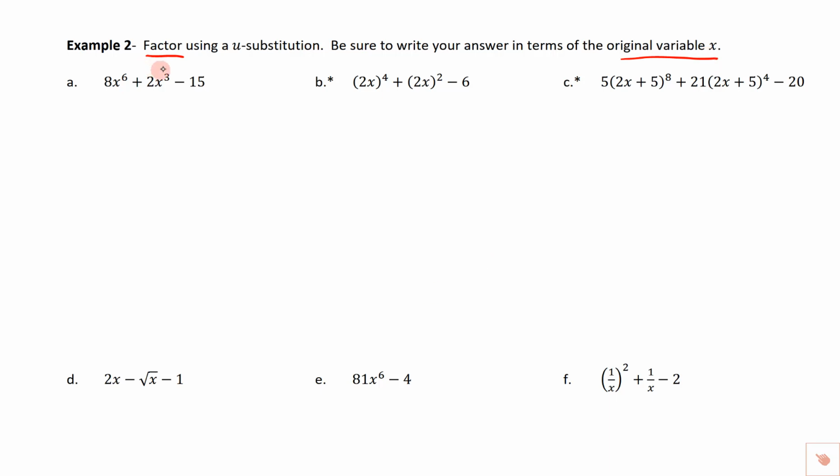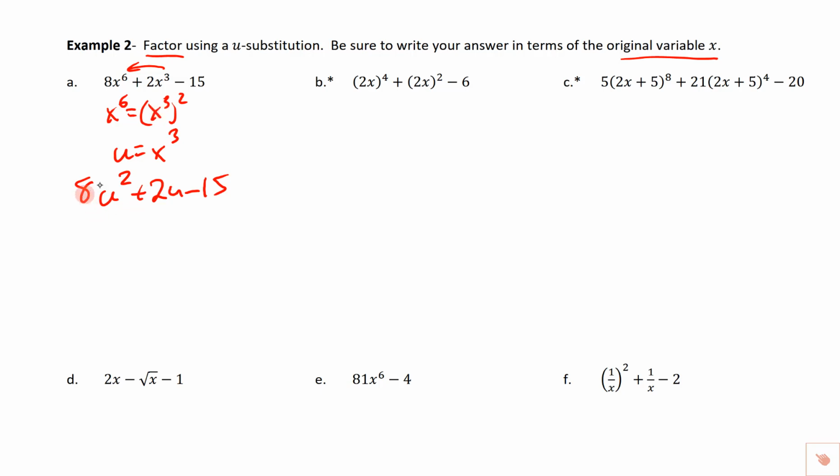So again, we'll recognize that this fits the pattern. x to the 6th is exactly the same as x cubed squared, so I'm going to let u equal x cubed, which means I can rewrite this one as 8u squared plus 2u minus 15. Now, once we get to right here, it looks better than the original one. We're going to use this to factor it.